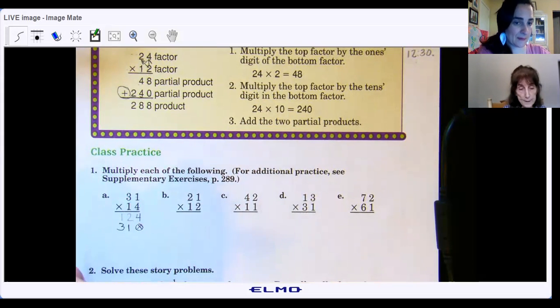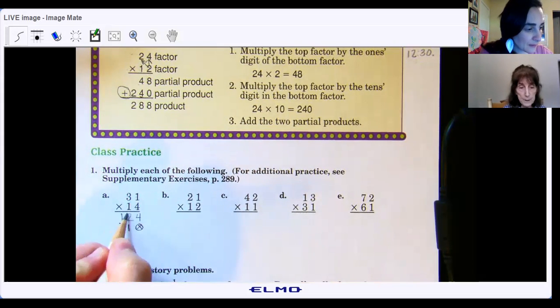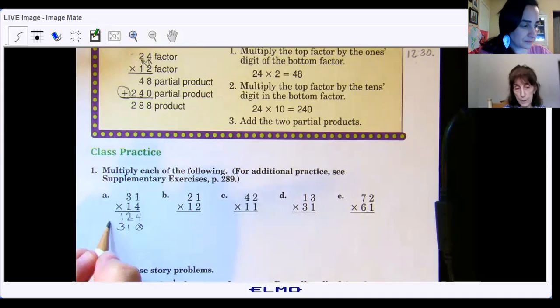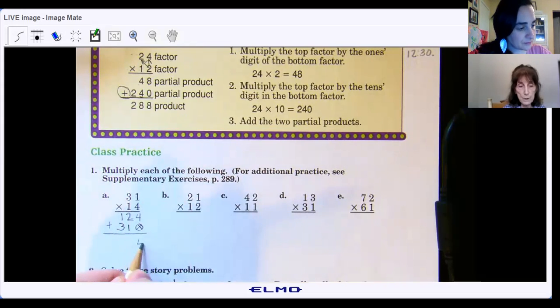Or 1, okay? You see where I'm coming from? All right, now we put our plus sign, and we're going to draw a line and add. 4 and nothing is 4. 2 and 1 is 3, and 3 and 1 is 4. And that's your answer, 431.